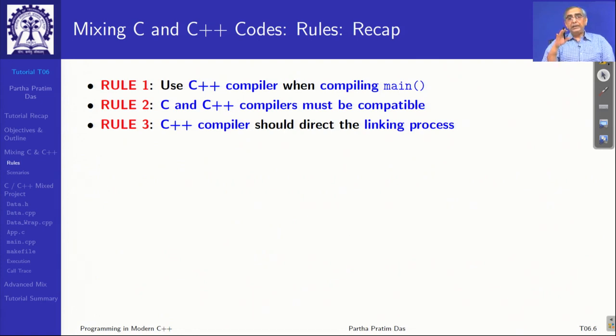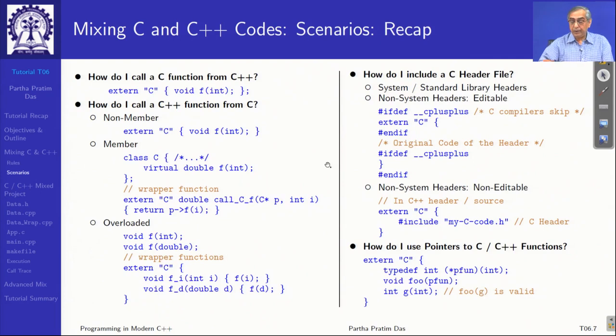The third rule is that the C++ compiler should direct the linking process. We have discussed at length that because of function overloading, which is allowed in C but not in C, sorry, allowed in C++ but not in C, the function names need to be mangled, because just the name does not tell uniquely the function. You need to know the parameter types, their order and so on. So that is mangled into a different name by the linker. The C linker does not know about this mangling, so it cannot handle this. So the final linking process must be done by the C++ linker. These are the basic rules as we have seen.